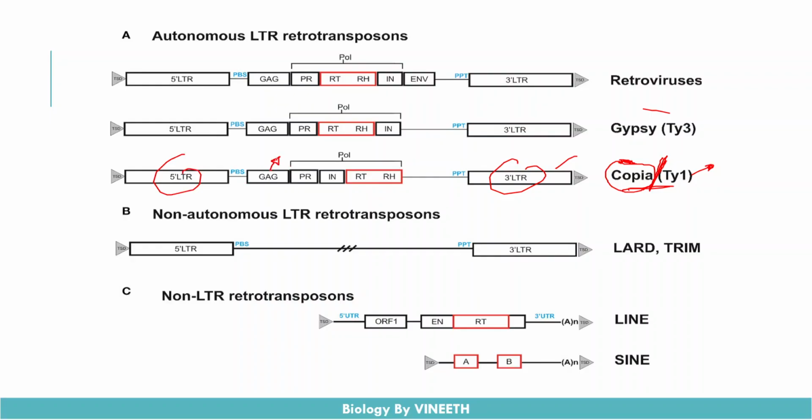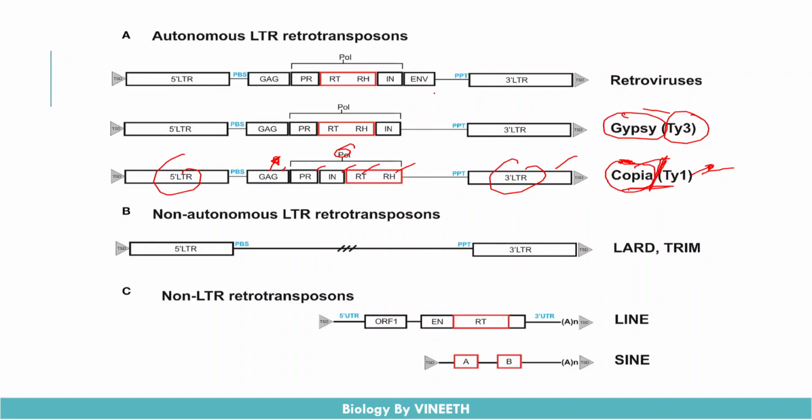They also have the GAG gene. GAG means group-specific antigen gene. So this GAG codes for viral proteins. They also have the PR gene, integrase gene, reverse transcriptase gene, and RNase H gene. All these genes are transcribed by RNA polymerase enzymes. So the same structure is present in copia as well as Ty1. And the same goes for gypsy and Ty3, which are also retrotransposons found in yeast and Drosophila, and they also contain the same kind of gene sequences.